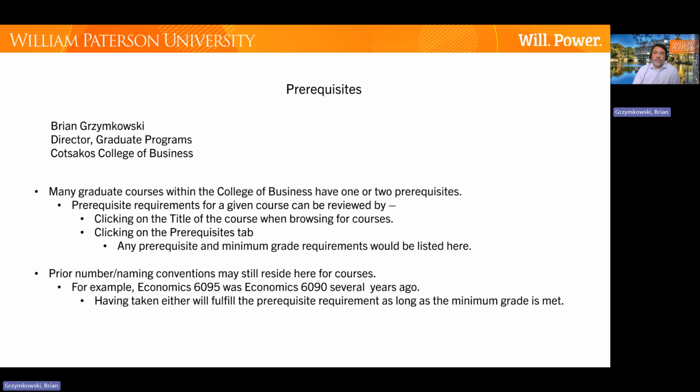Another thing I'd want you to know is some of the older naming conventions and number conventions do still exist on our system. So for example, Economics 6095, Econ 6095 is one of our 1.5 credit foundation courses. Any student that is taking a class now where that's a prerequisite, that's how it'll be listed. But we do have some students who maybe started their program a couple years ago and may have taken the course when it was Economics 6090 or Econ 6090.